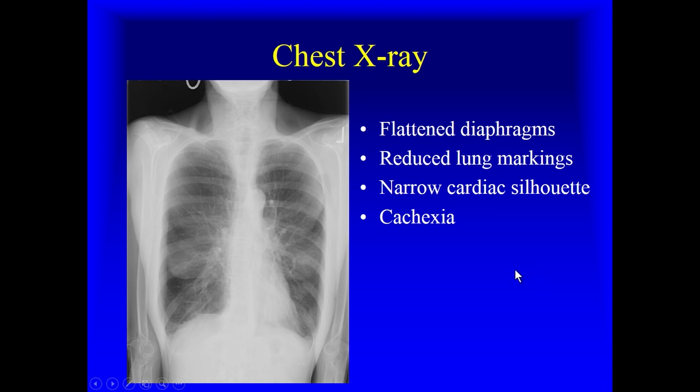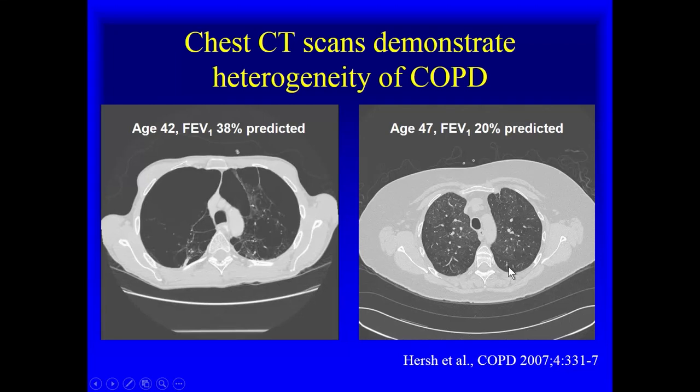A lateral chest x-ray may also show a barrel chest or hyperinflation. Chest CT scans, though not routinely ordered to assess COPD, may be more useful to determine the pathophysiological processes in a particular patient. These slides are representative chest CT images from 2 patients with severe COPD at a young age. This patient with a severely reduced FEV1 has severe destructive emphysema.